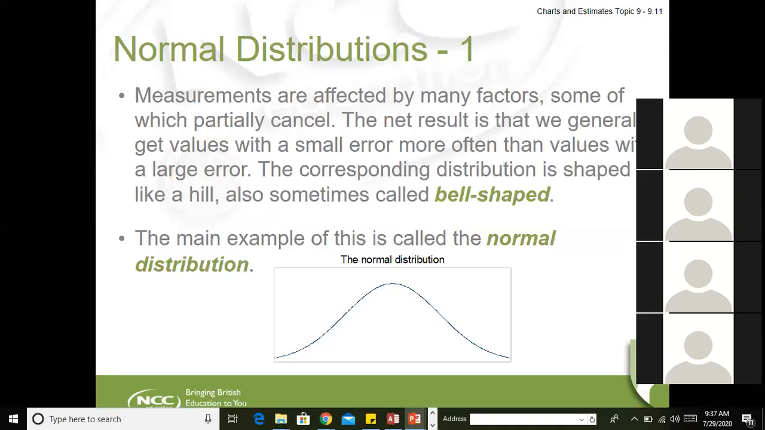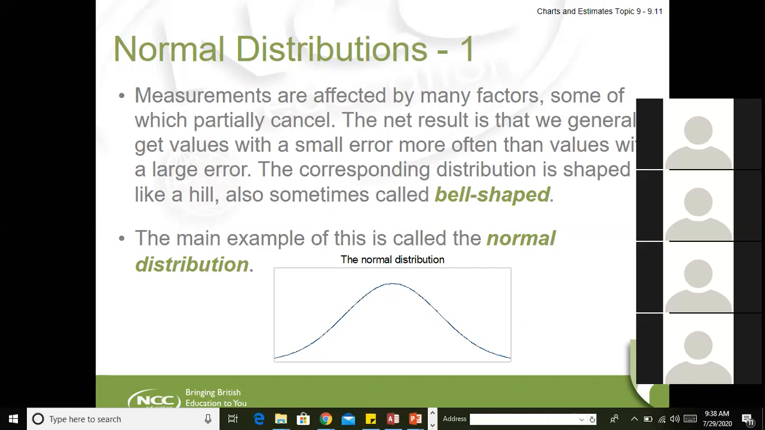When you look at the diagram below, that shape looks like it has a belly, or something like a hill. When you find this type of distribution, we call it a normal distribution, which is bell-shaped. Or we can call it the normal distribution.